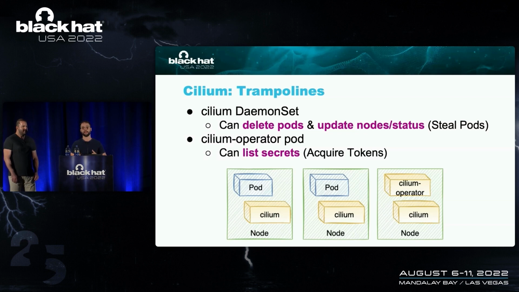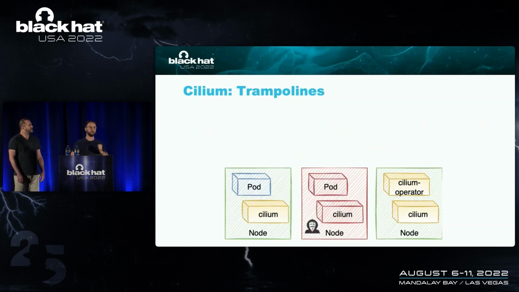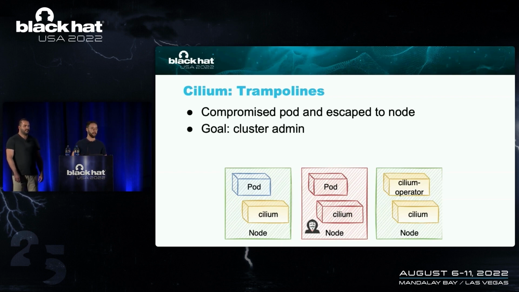Now, our attack scenario here is that we managed to compromise a pod and break out. So we have a node under our control. And our goal is to get cluster admin, so get control over all of the nodes in the cluster. Now, we are going to assume that we are on the weakest node, so the one not hosting the Cilium operator, because that's simply the more likely case, right? If you have 10 nodes in your cluster and only one runs the Cilium operator, most of the nodes aren't going to have the Cilium operator.